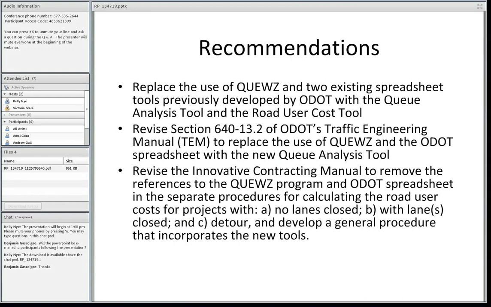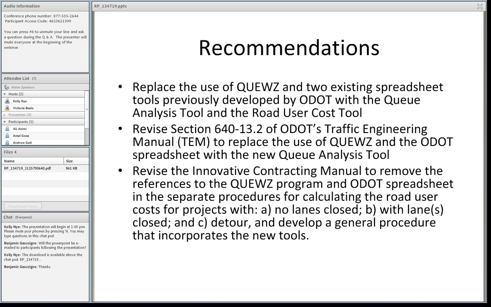So we have one major recommendation coming out of this project, and that is the replacement of QUEWZ and the two existing ODOT spreadsheet tools, which are a queue analysis tool and a road user cost tool, with these two new tools, which do the capacity analysis, queue analysis, and road user cost calculations.